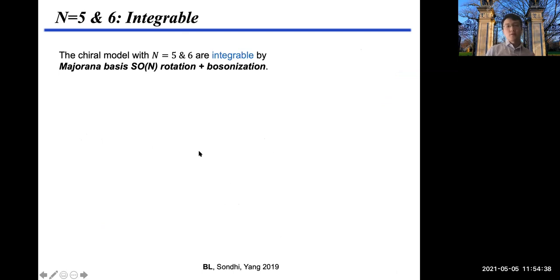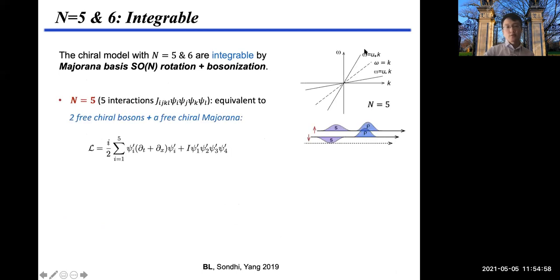So if we look at n = 5 and 6, we find the model is still integrable. And basically the way we solve the model is we find a proper Majorana basis by SO(n) rotation of the basis, followed by bosonization. So this is integrable for any kind of interactions. You could choose them randomly. For n = 5, you have 5 interactions, but we show that by this Majorana basis rotation, you could rewrite the equivalent model so that the 5 interactions become just 1 interaction among the first 4 flavors.